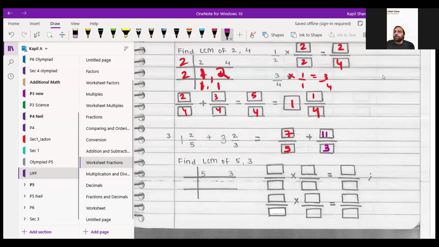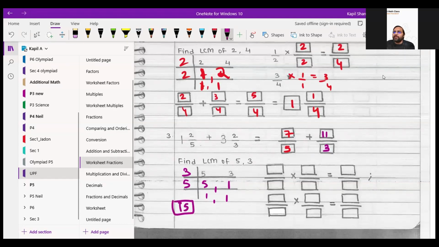11 upon 3. Now here again, you have two fractions. They are unlike fractions. The denominators are different. So we need to first make the denominator same. Okay, Swastik has solved it. Swastik, let's see. Yeah, your LCM is correct. LCM of these two numbers is simply 15. They don't have any common factors. So you just need to multiply the numbers.